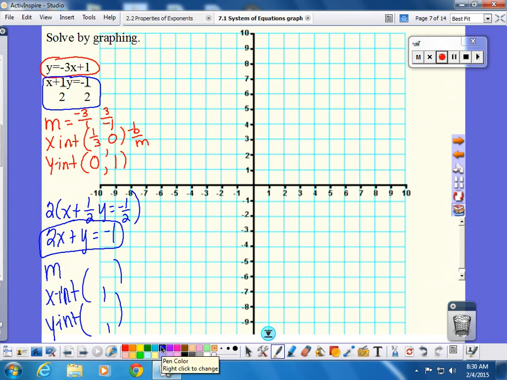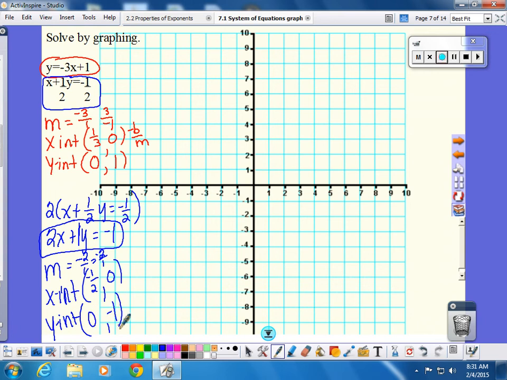Alright, in standard form, here's A and B and C. So the slope is negative A over B. What can I already know? My slopes are different, so my lines will definitely intersect. Because if you look back at your table we wrote down, the only ones that have a different slope were the intersecting ones. Alright, and then C over A, negative 1/2. And then C over B, negative 1 over positive 1.